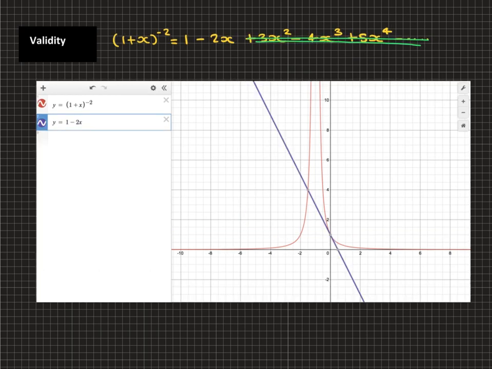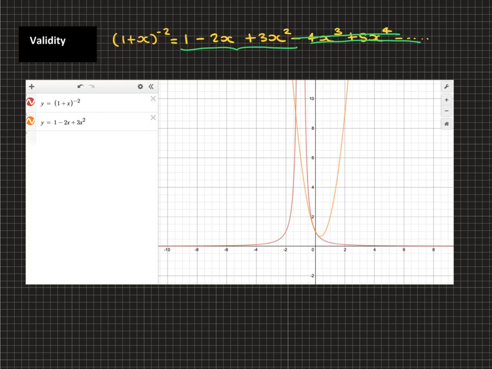Now, this time, we're going to cut the expansion off after two terms, and we're going to plot the graph of those two terms. So the straight line here is the graph of y equals 1 minus 2x. Now, it's a slightly better approximation than y equals 1, but it's still far from perfect. y equals 1 plus x to the power of negative 2 is a curved graph, and y equals 1 take away 2x is a straight line. So we don't have a good approximation with just two terms.